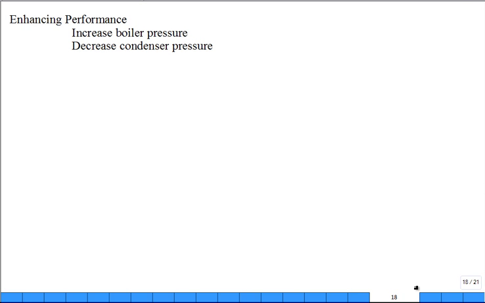How do you improve performance? You increase boiler pressure and you decrease condenser pressure. You could see that from the Carnot. Bring in all the heat at as high a temperature as possible. If you increase the boiler pressure, yeah, your fuel has to be hotter to bring in the heat at that higher temperature, but it's going to be great for performance. So, good for performance, boost up the boiler pressure. Condenser pressure, take it down, decrease it.